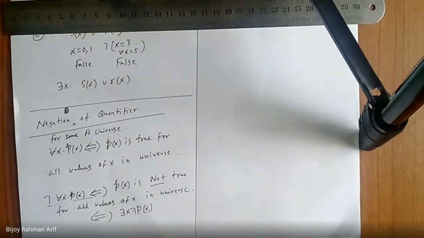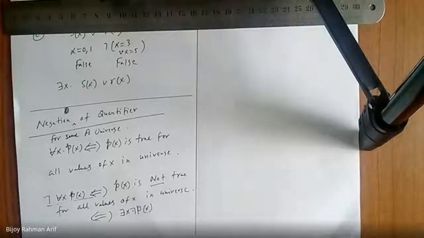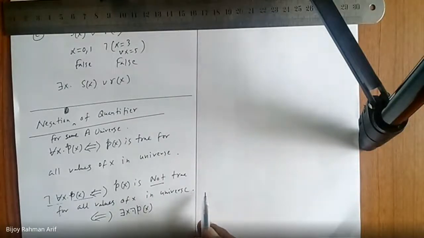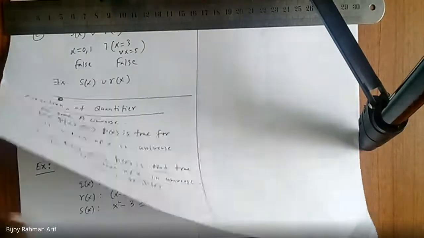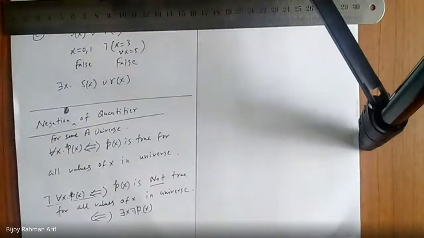Guys? We're on the last part. Px is not true for all values of x in the universe. Another way we can say there is some value for which Px is false. Am I right or not? This is a statement, sum.